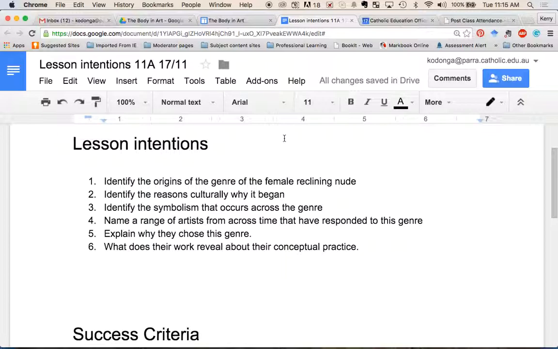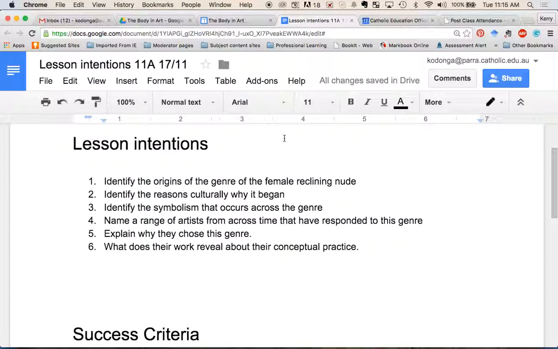This is the learning intentions. This is what I'm hoping that you're going to learn today. So I'm hoping you're going to be able to identify the origins of the genre of the female reclining nude. So if you were away yesterday, you would not have heard this. So this is new stuff for you, revision of yesterday for those girls who were here yesterday.